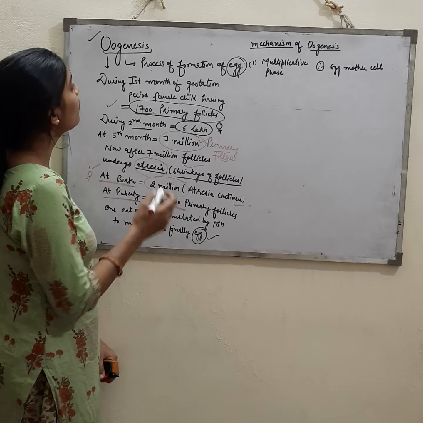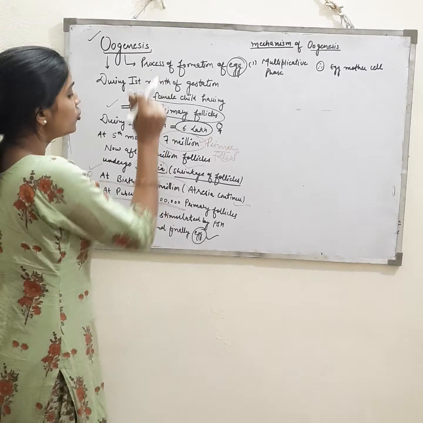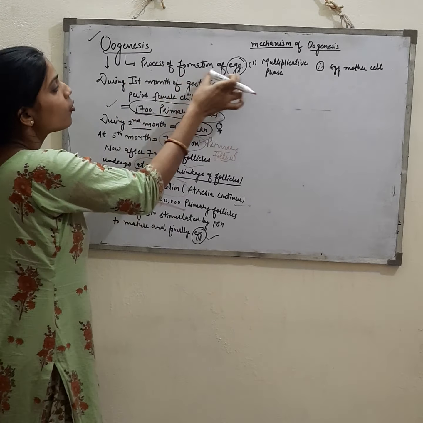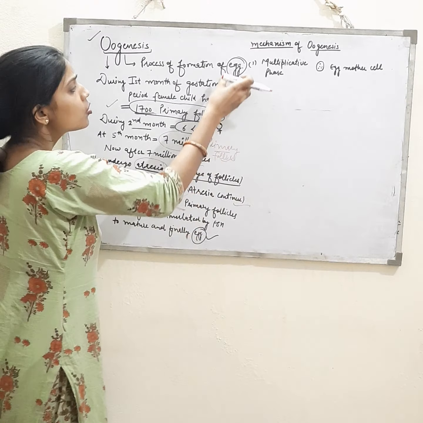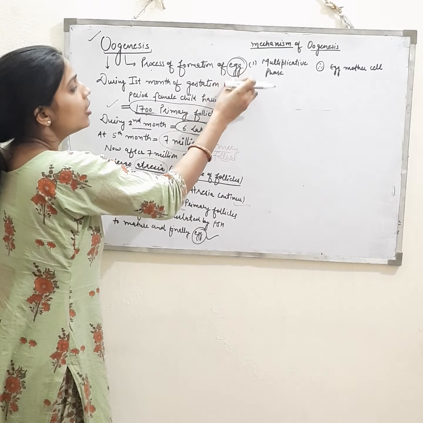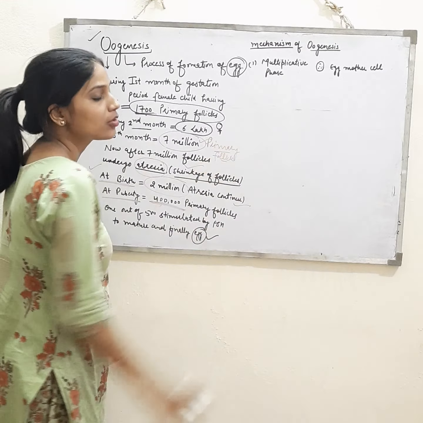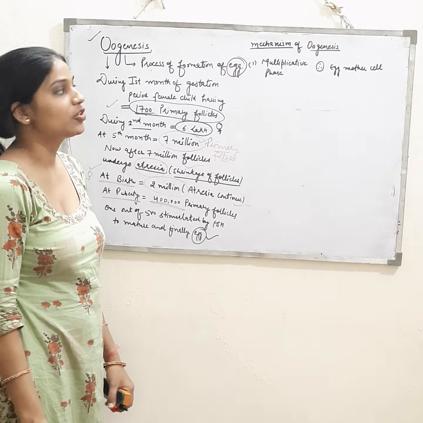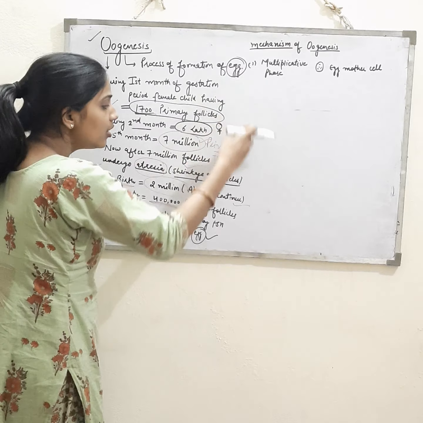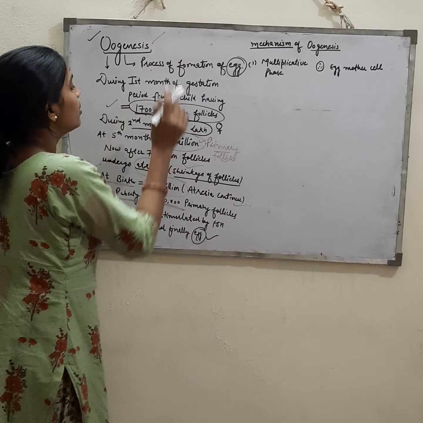Good morning students. Today we are going to start our next topic, that is oogenesis. Oogenesis is the process of the formation of egg. This egg formation is completed in three steps: the multiplicative phase, the second one is the growth phase, and the third one is the maturation phase. Before that, there is a little information for the oogenesis.